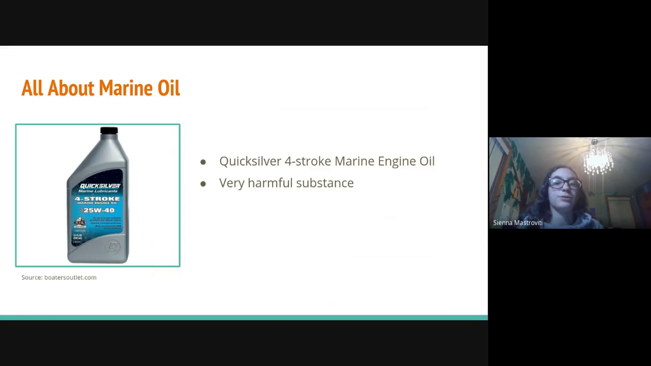Marine oil causes great damage to plant and animal life. One of the most commonly used brands is Quicksilver 4-stroke marine engine oil. It is very difficult for this oil to be removed naturally from bodies of water. This is because of its chemical composition. It contains harmful chemicals including petroleum and mercury.